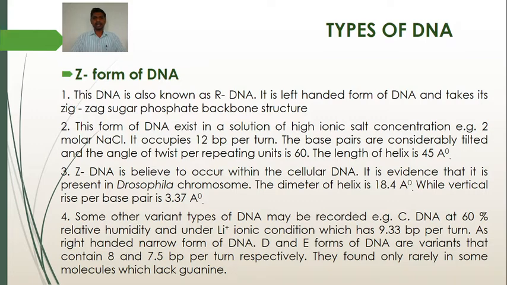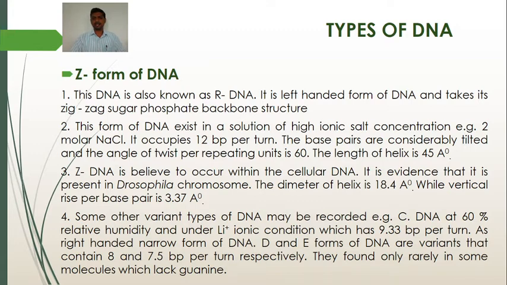The diameter of the helix is 18.4 angstrom, while the vertical rise per base pair is 3.37 angstrom. The Z form of the DNA executes a turn at a distance of 44 angstrom. Each turn of the helix possesses 12 base pairs. So the distance between the adjacent nucleotides is 3.37 angstrom.